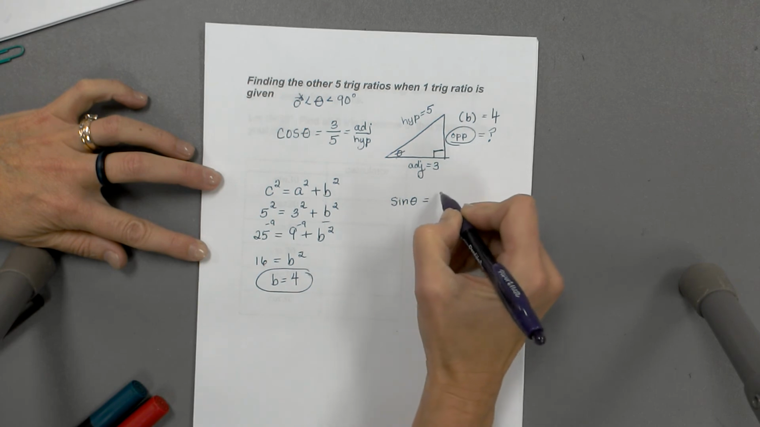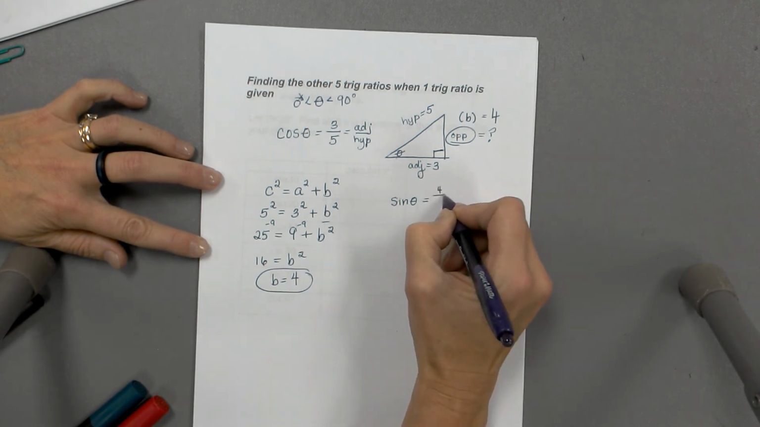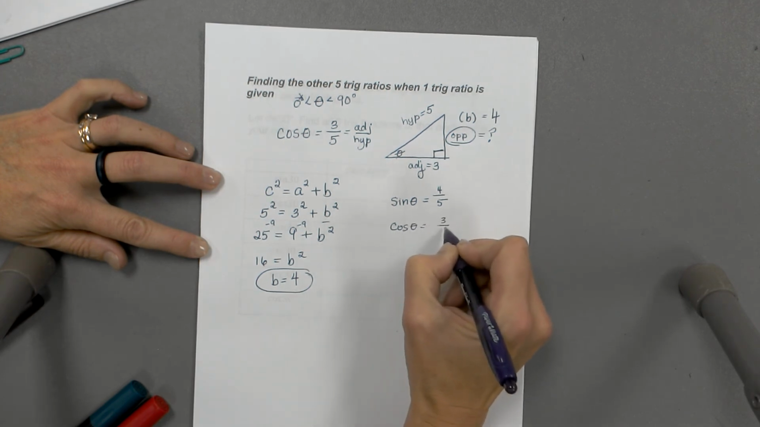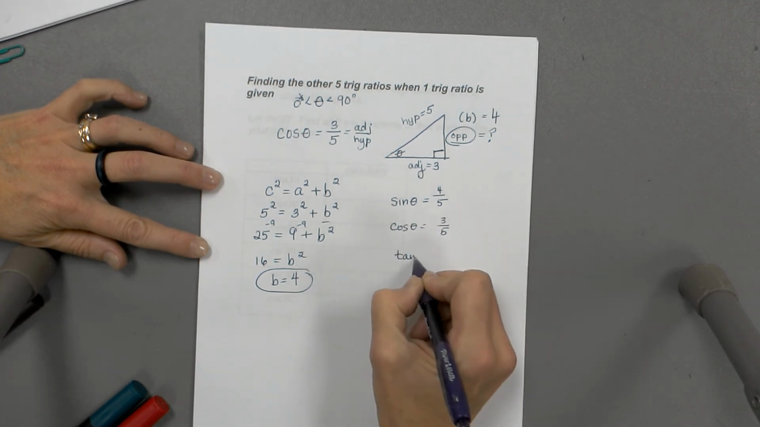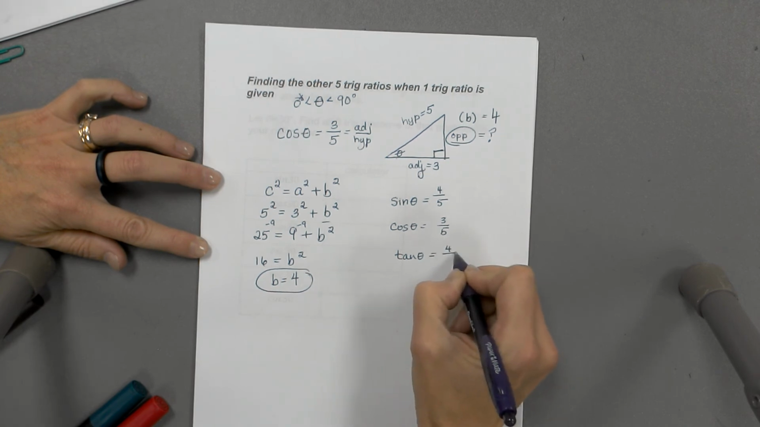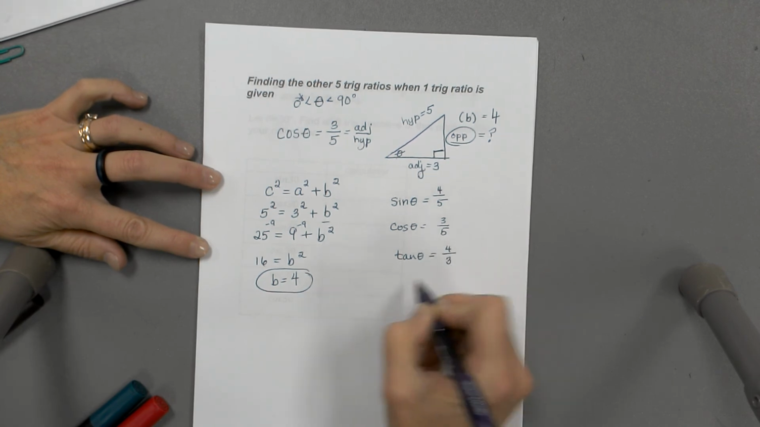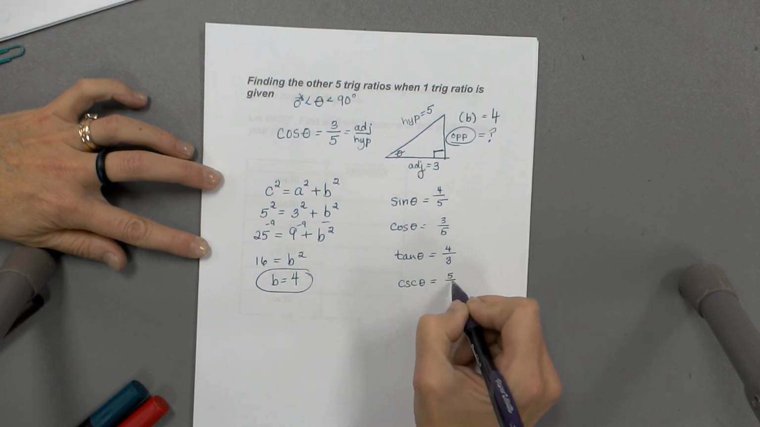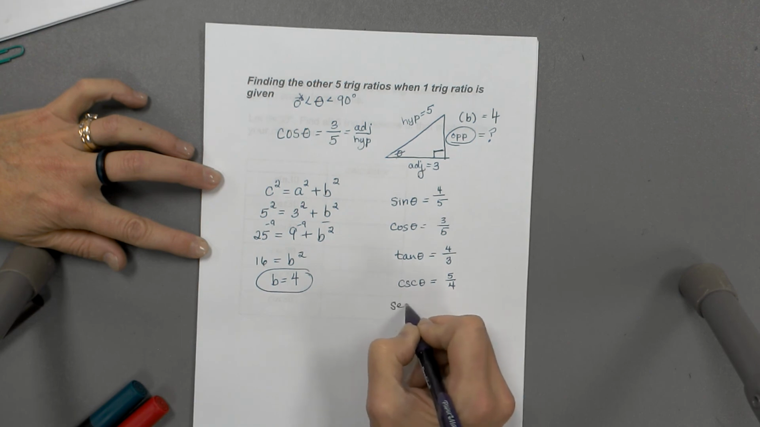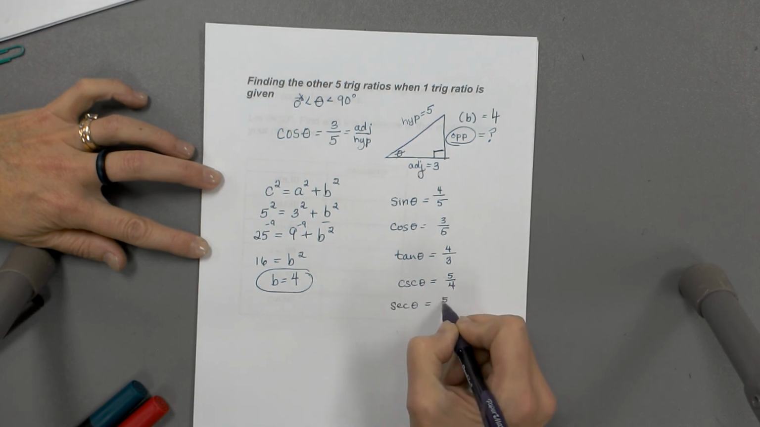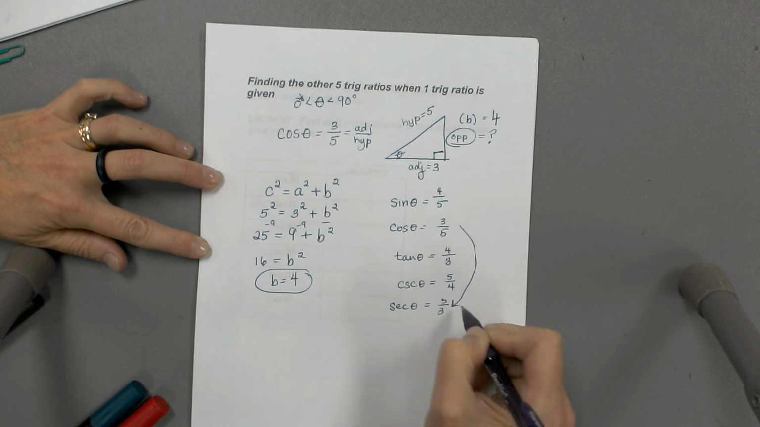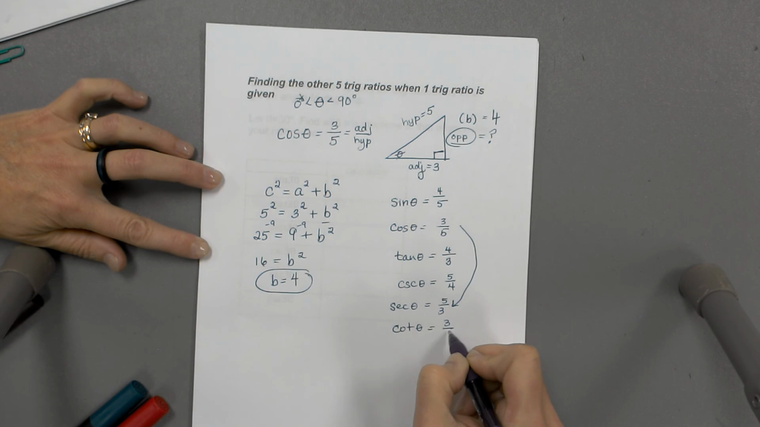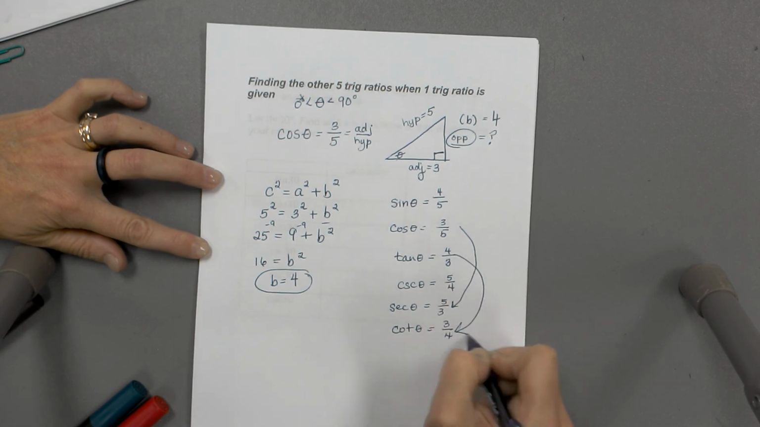The sine of an angle is opposite over hypotenuse. The cosine of an angle is adjacent over hypotenuse. The tangent of an angle is opposite over adjacent. The cosecant of an angle is just the reciprocal of sine, so that's 5/4. The secant of an angle is the reciprocal of the cosine, so that's 5/3. And the cotangent of an angle is the reciprocal of the tangent, so that's 3/4.